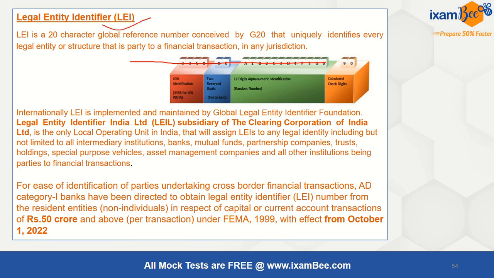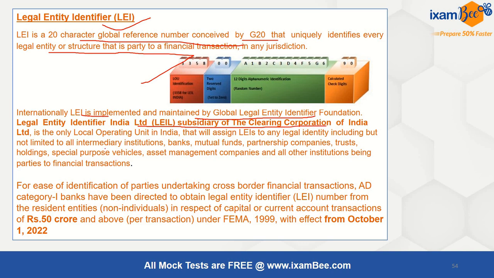This legal entity identifier is a 20-character global reference number conceived by G20 that uniquely identifies every legal entity or structure that is party to a financial transaction in that particular jurisdiction. Internationally, LEI is implemented and maintained by the Global Legal Entity Identifier Foundation. Legal Entity Identifier India Limited, a subsidiary of CCIL, is the only local operating unit in India. It will assign LEIs to any legal entity, including banks, mutual funds, partnership companies, trusts, holdings, SPVs, asset management companies, or any other.